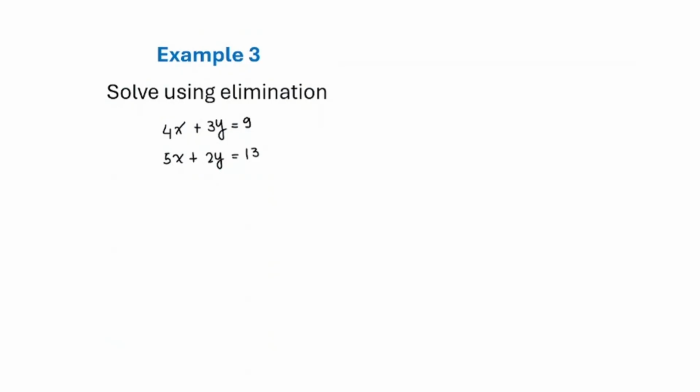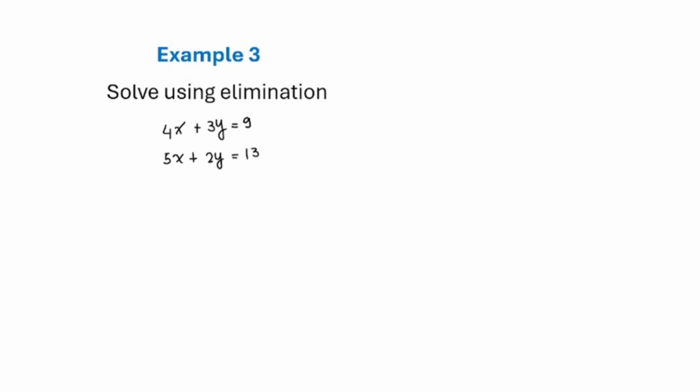Let's look at the next example. In example 3, we have 4x plus 3y is equal to 9 and 5x plus 2y is equal to 13. The terms are aligned, but we do not have a variable with the same coefficient and opposite signs. This time, it is not enough to multiply only one equation. We need to multiply both equations.